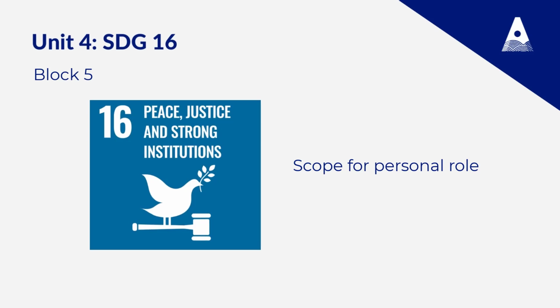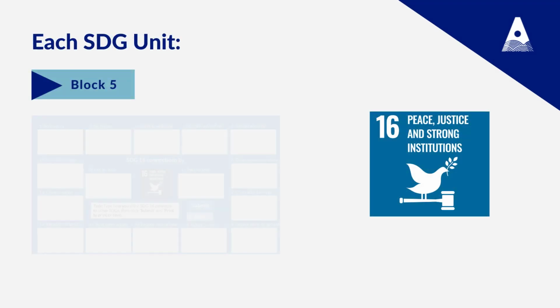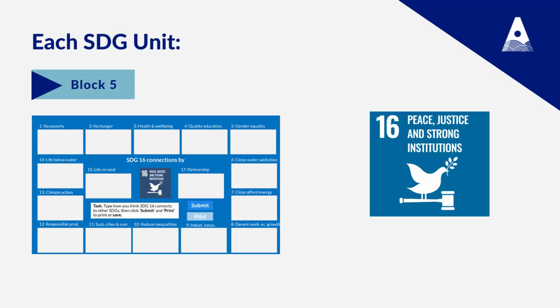And then finally, in Block 5, we have a look at scope for personal role. We start out with a summary of what we've looked at in relation to the goals and the targets. We'd also like you to identify some of the linkages that there are to the other SDGs, and also maybe look at identifying any groups or organizations that support the achievement of this goal.